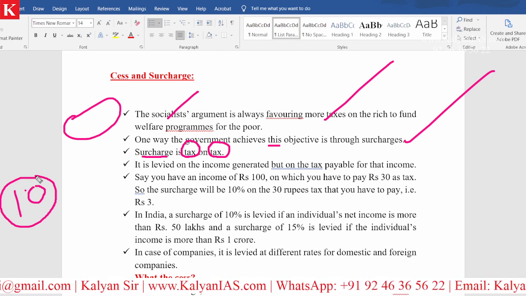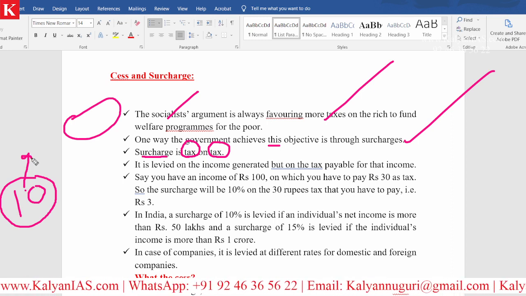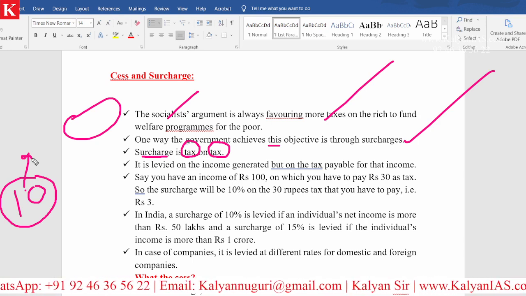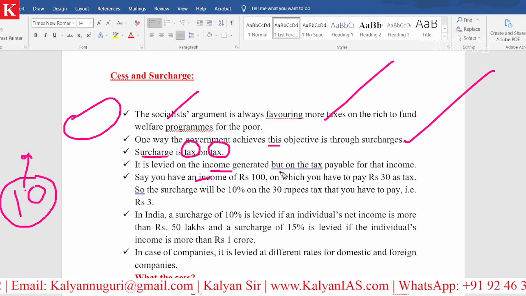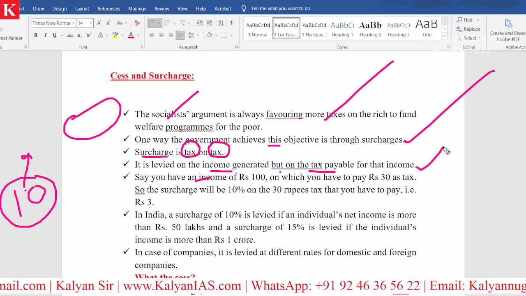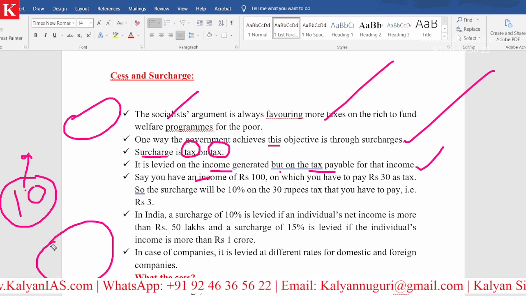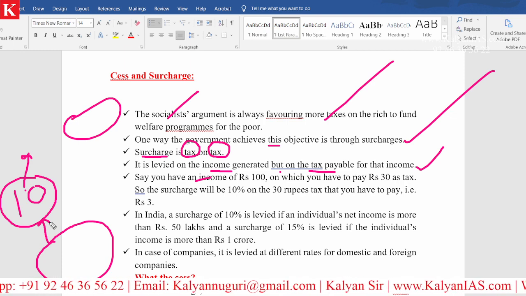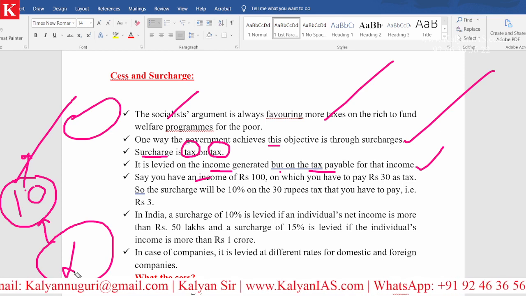And whenever I say surcharge, surcharge is charged on the income tax, not on the income. Very important. That is called surcharge. It is levied not on the income generated, but on the tax payable for that income. He may be earning a lot of money, but he is paying 10 lakhs as income tax, and the surcharge is levied on income tax and not on his total income.